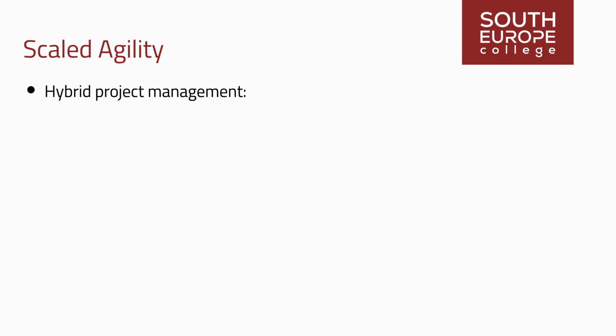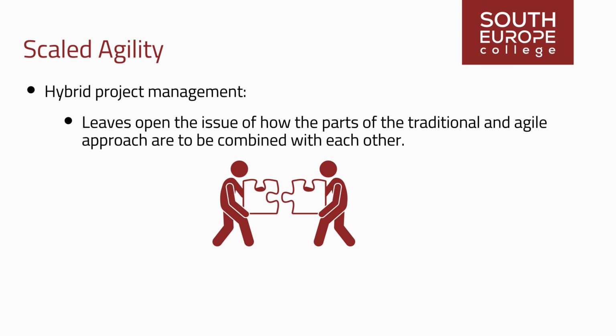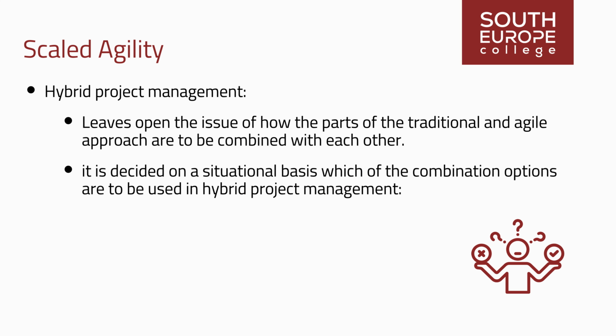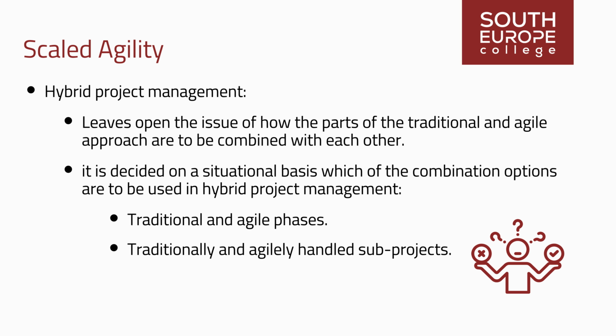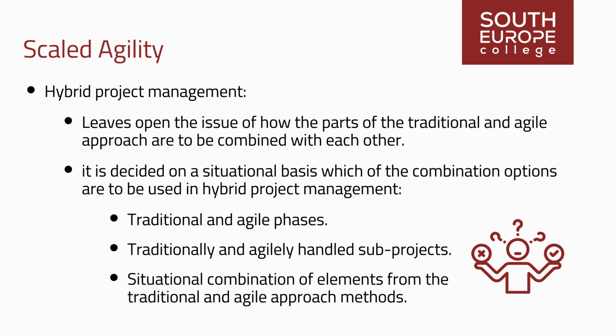Hybrid project management leaves open the issue of how the parts of the traditional and Agile approach are to be combined with each other. It is decided on a situational basis which of the combination options are to be used in hybrid project management: traditional and Agile phases, traditionally and agilely handled subprojects, or a situational combination of elements from the traditional and Agile approach methods, such as daily stand-up meetings and retrospective in the traditional approach.